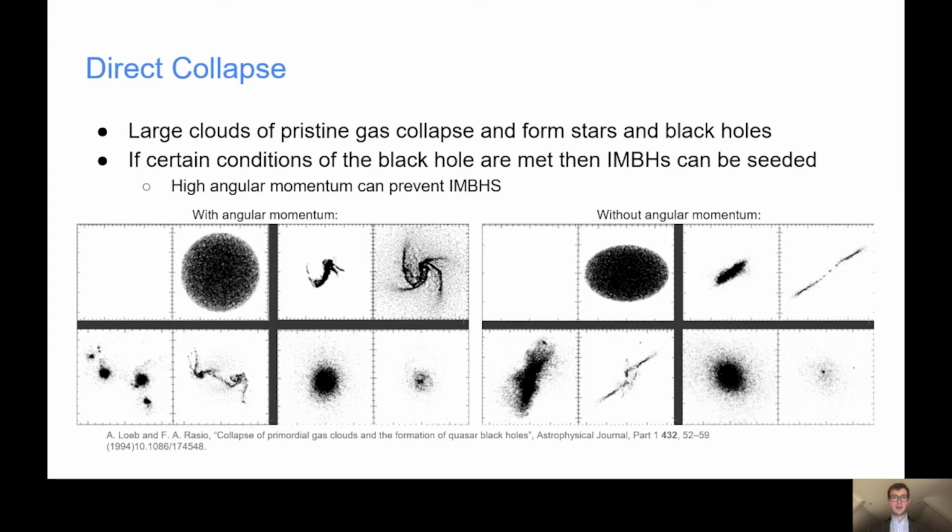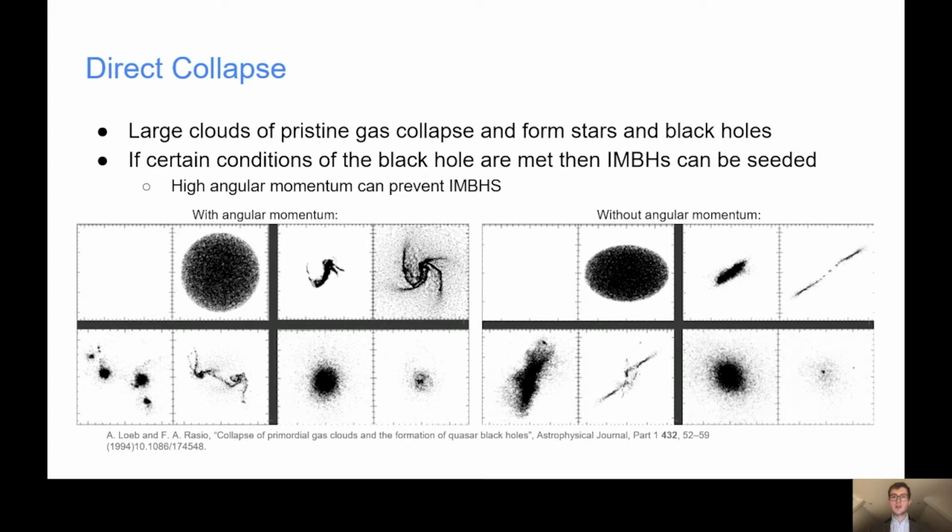Addressing the direct collapse channel first, this process comprises a large unstable cloud of pristine gas collapsing upon itself. Pristine gas is gas which is characterized by a very low, indeed approximately nought, metal content. If certain conditions of the cloud are met, then the gas will collapse into regions dense enough where a quasi-star is formed, which passes through all the stages of stellar evolution rapidly and collapses to within the Schwarzschild radius to form a black hole.